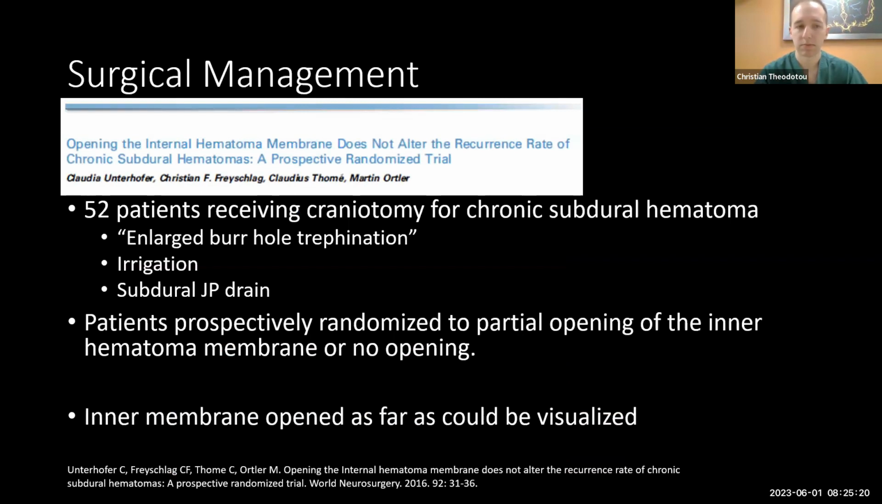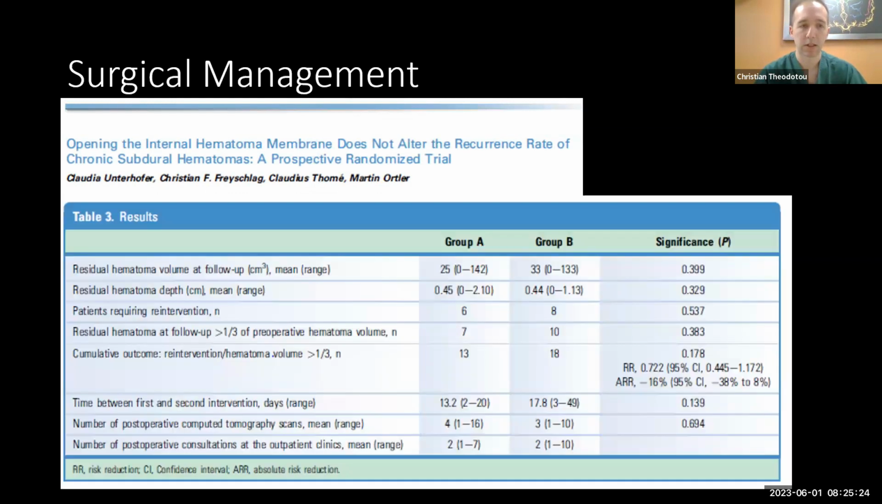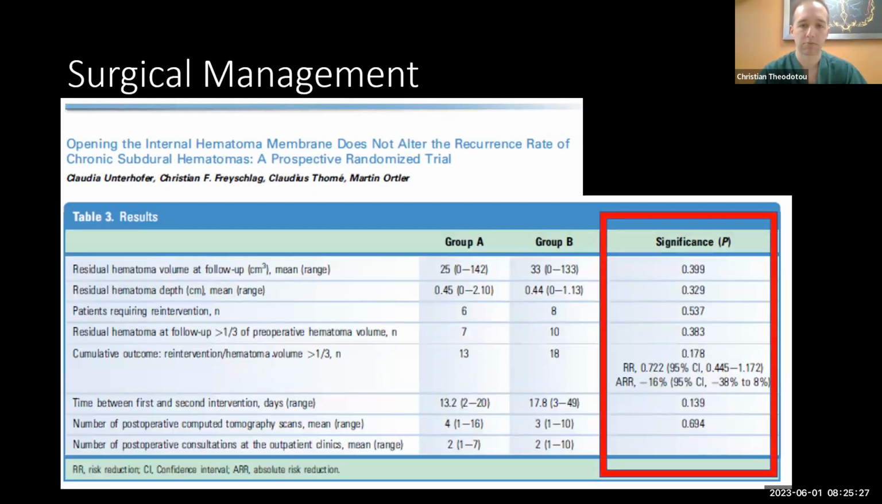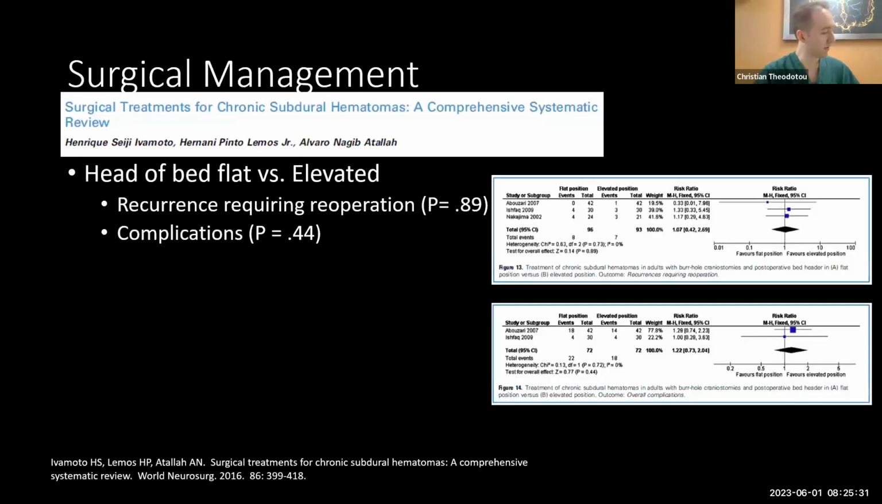Same thing. This is for opening the inner membrane. Again, highly effective. This is some other stuff that people tried, using head of bed flat. I mean, some people do it here, some people don't. I think it's a fairly common tactic to get the brain to re-expand and essentially push the subdural out of the drain that's there.